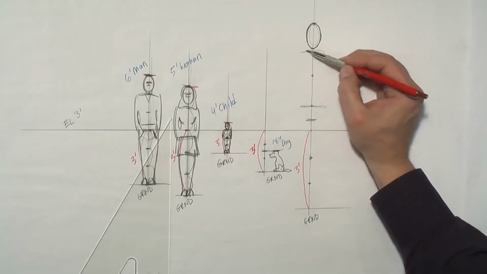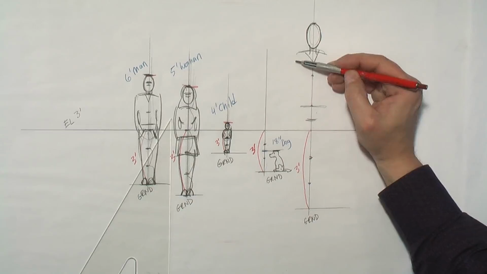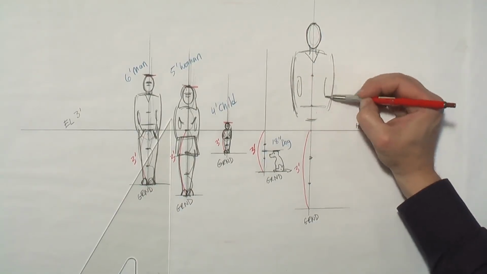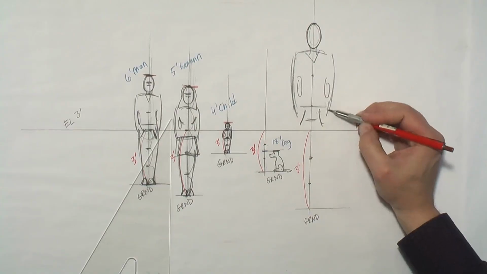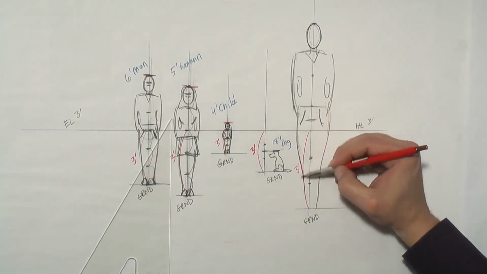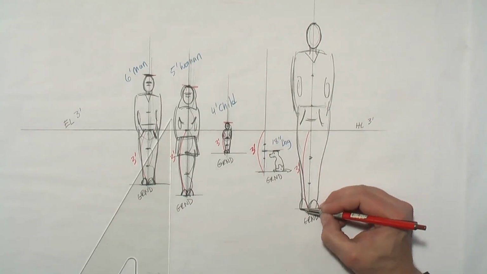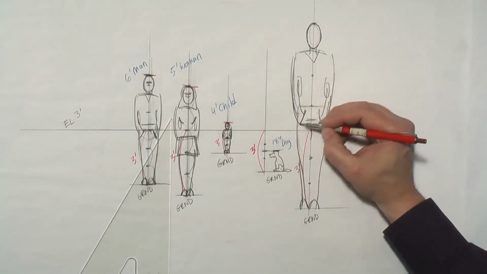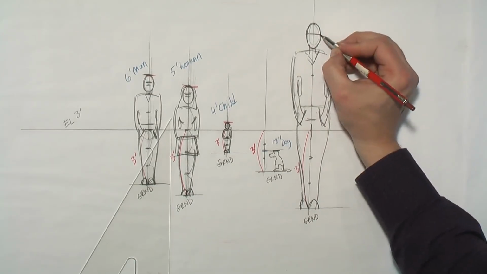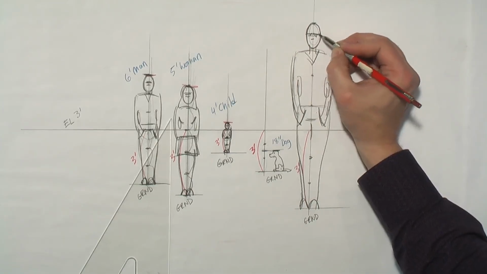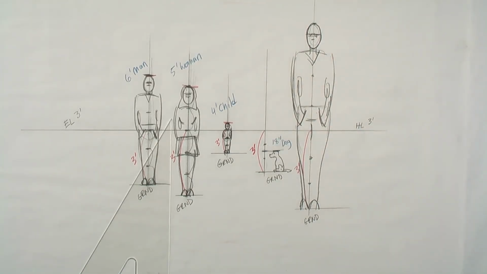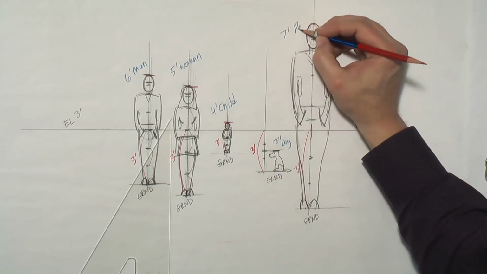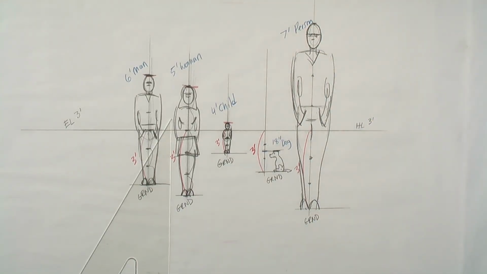Okay. All right, so this is a pretty tall person. Okay, so that is a 7-foot person that is standing further forward than anybody.